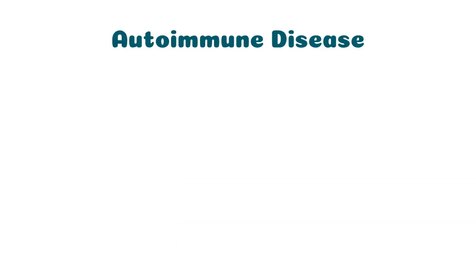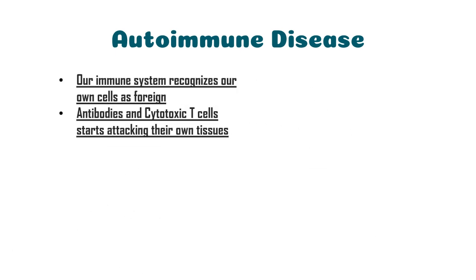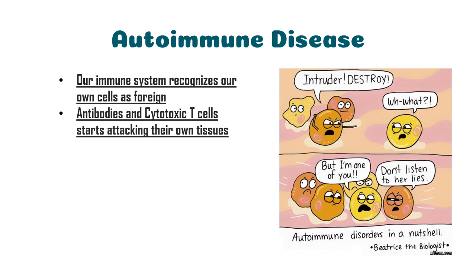We also have autoimmune diseases. An autoimmune disease occurs when our body fails to recognize our self-antigens as self and thinks that these antigens are foreign. It starts to mount an immune response against them, and antibodies and cytotoxic T cells will start to destroy our own body's tissue.